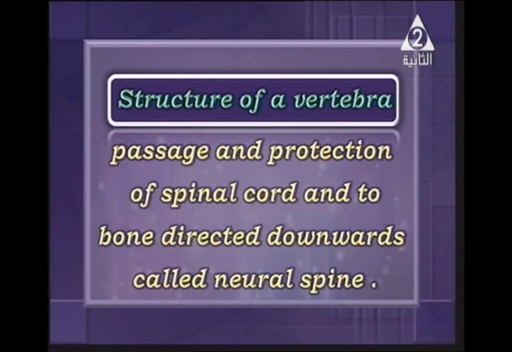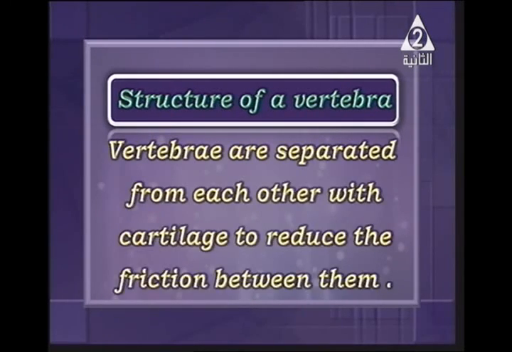Again, any vertebra consists of a large part called the centrum, with the neural canal and the 2 transverse processes attached to it. Vertebrae are separated from each other by cartilage. For what? To reduce the friction between them.